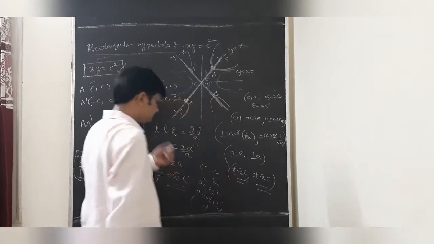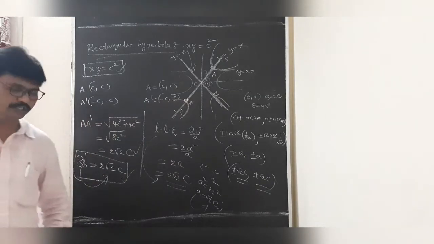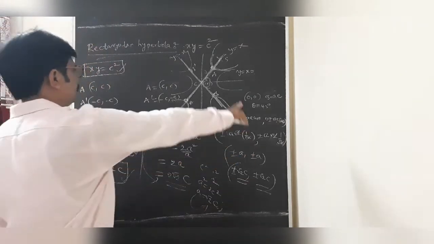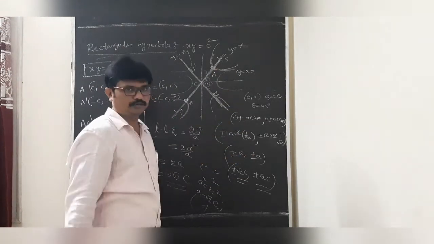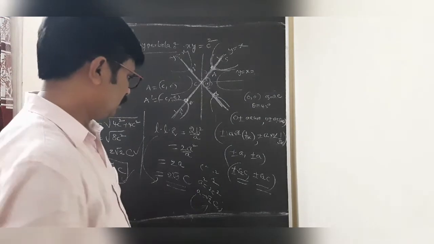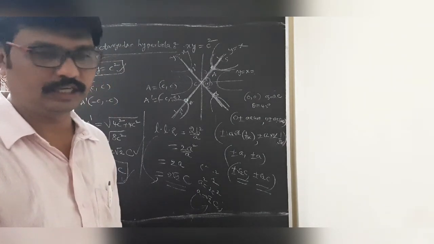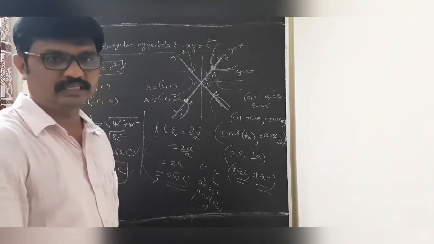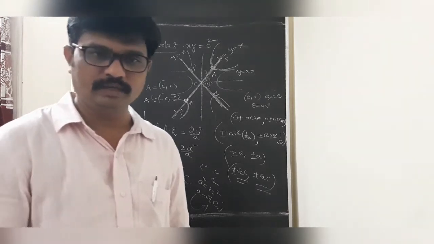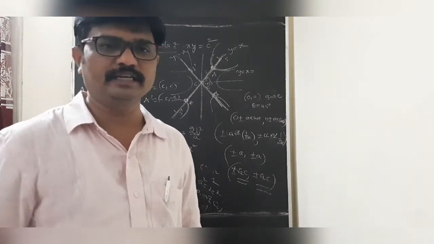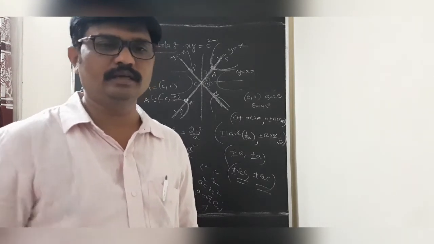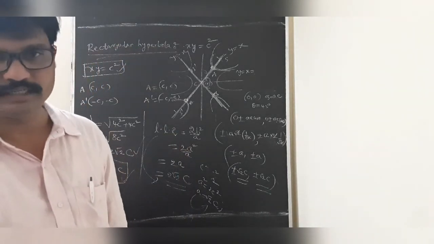Is it clear, students? So the foci: S is (root 2 c, root 2 c) and S dash is (minus root 2 c, minus root 2 c). The length of the transverse axis and the length of the conjugate axis is 2 root 2 c. Vertices are (c, c) and (minus c, minus c). The distance between the foci is 2 root 2 c. Okay, students.